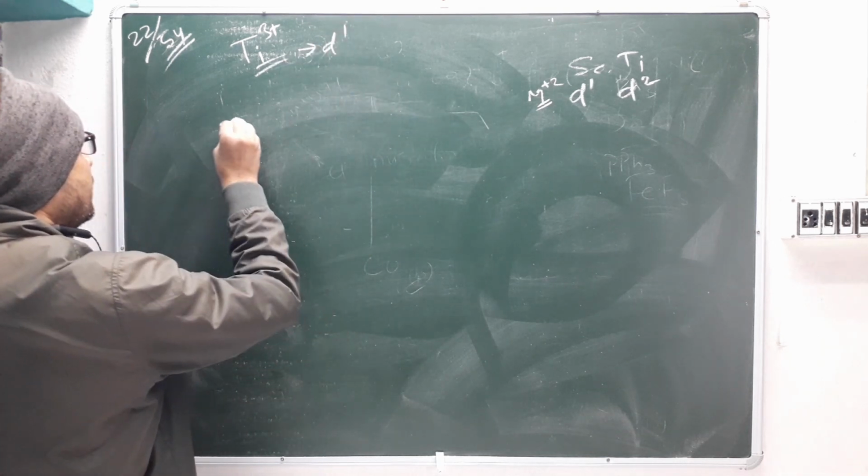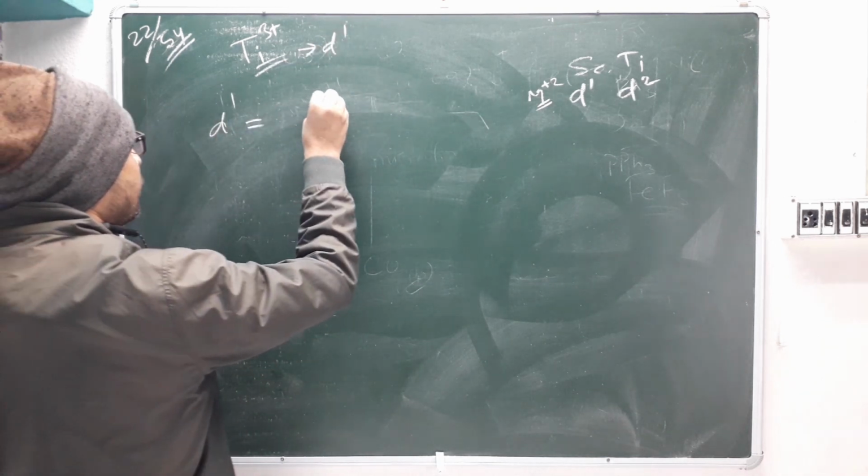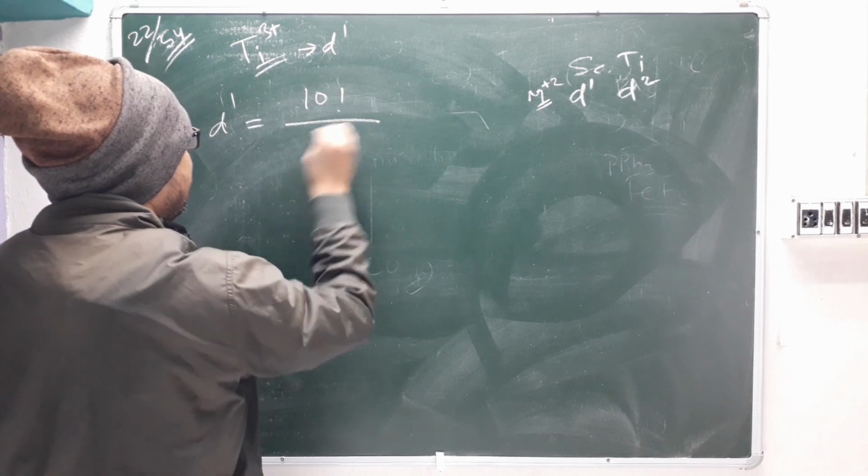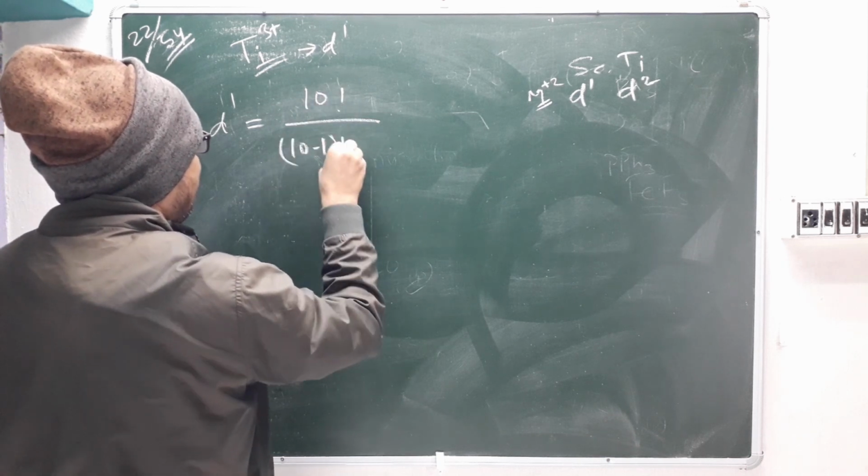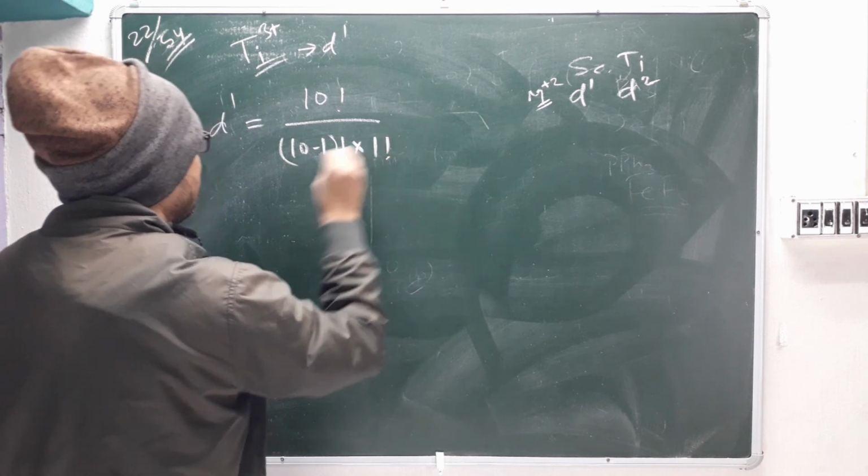Asking, so for d1, we know that for the factorial, how much is it coming? 10 factorial divided by (10 minus 1) factorial into 1 factorial. It is this easy.